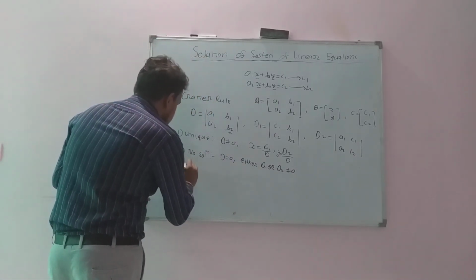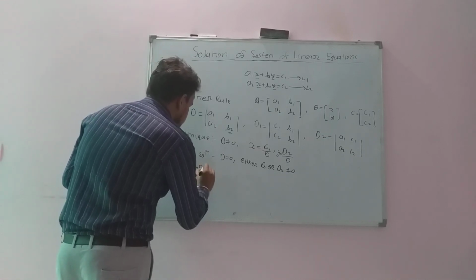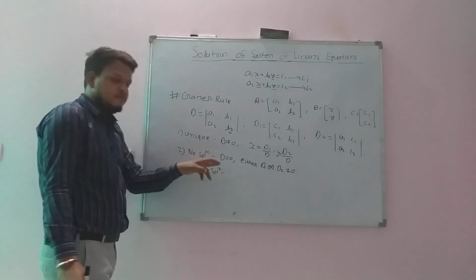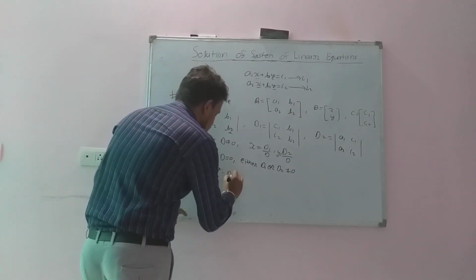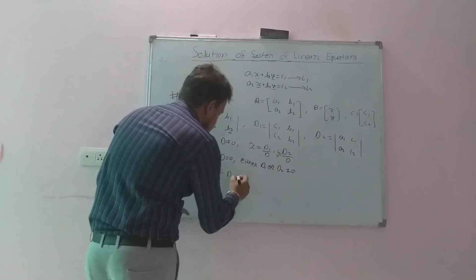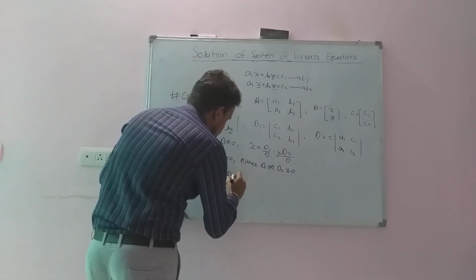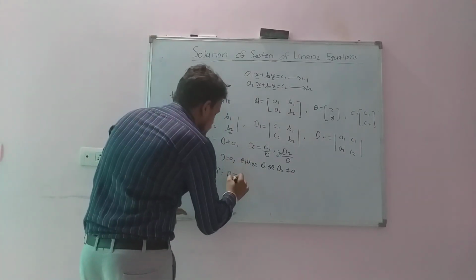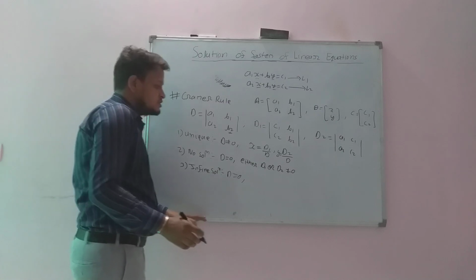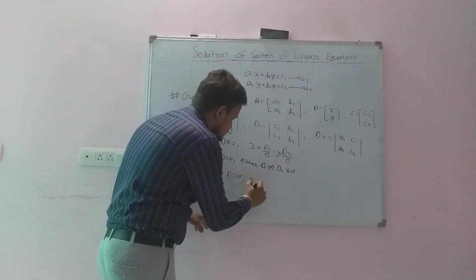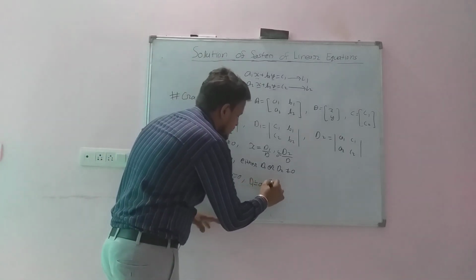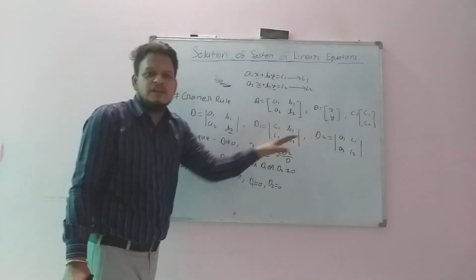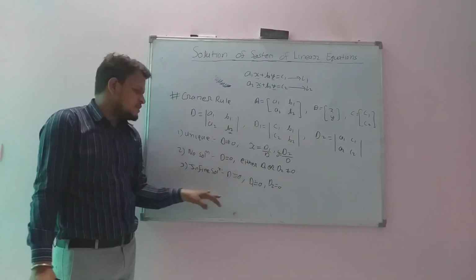Now the third case, that is infinite solution. In infinite solution, the value of d is equal to 0, and the value of d1 is equal to 0, as well as the value of d2 should be equal to 0. If all three values d, d1 and d2 are equal to 0, then we will get an infinite solution.